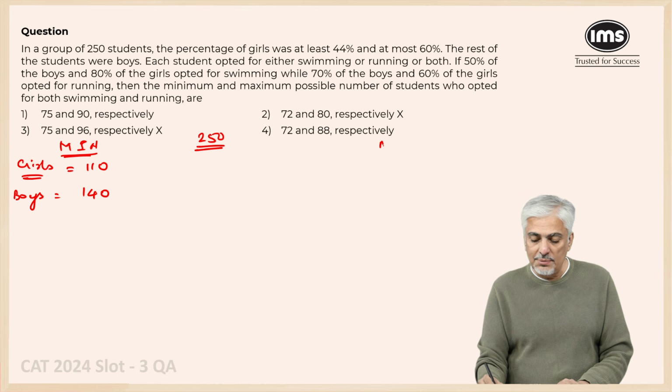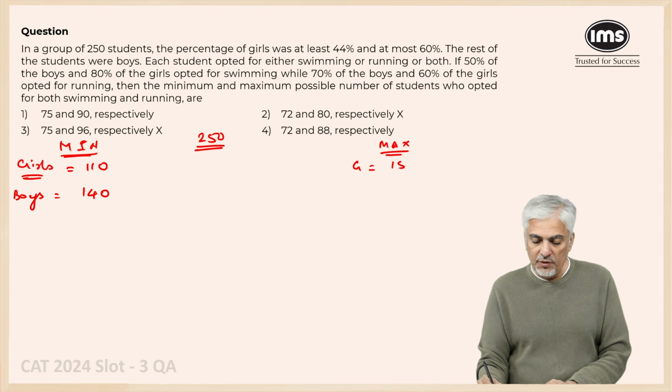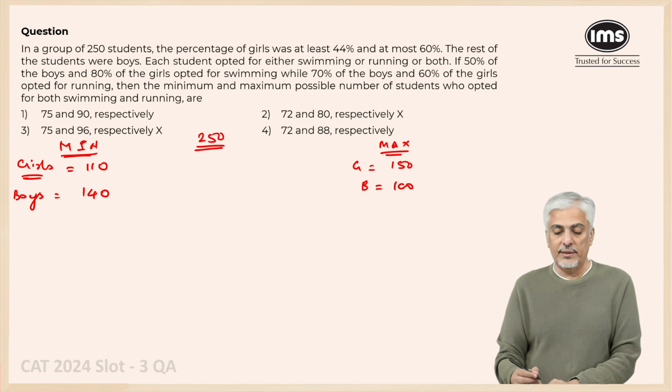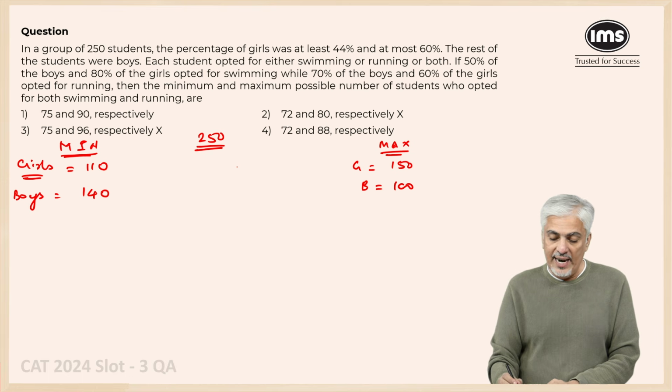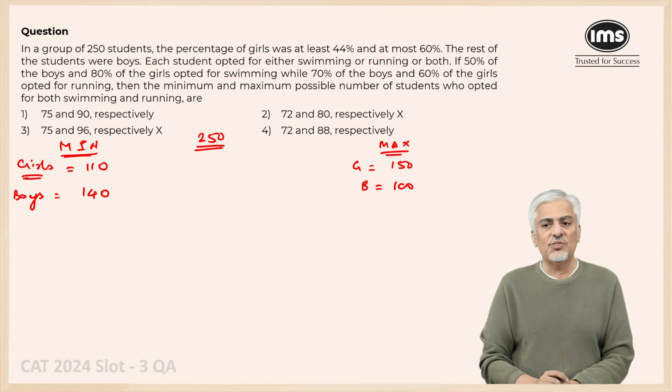And on the maximum side, when I consider the girls to be maximum, girls were 60%. 60% of 250 will be 150, which means the boys could be 100. So, there are two possible cases over here, right? And at the end, they have anyway asked that only. If you read the question, the minimum and maximum possible number of students who opted for both swimming and running. So, we will read the conditions further.